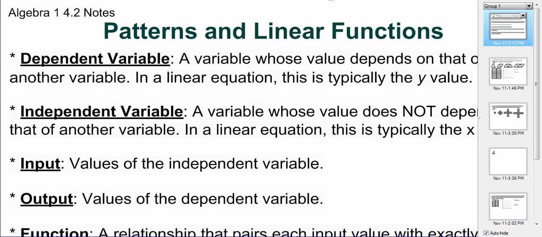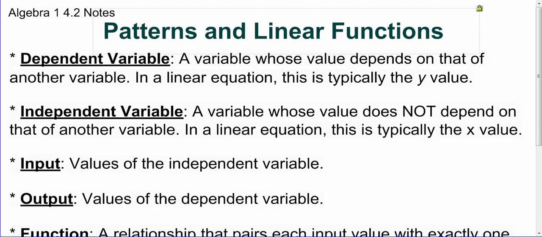Algebra 1 students, welcome to your 4.2 notes, patterns, and linear functions. We're going to start with a lot of terminology, and then we're going to look at some relationships and some patterns that we find in some various situations. Definitely an interesting day. I think it's one that you can pick up on, but you'll want to pay attention closely. All right, so let's get started here.